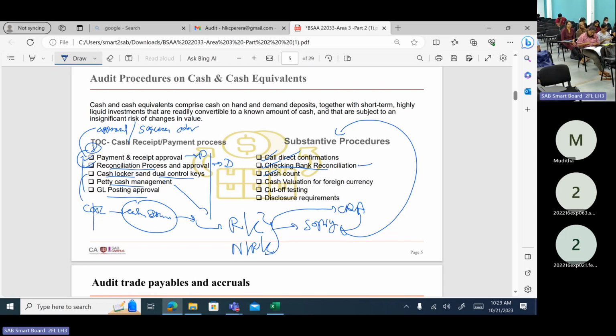And cutoff testing, I discussed. Cash valuation, discussed. And then the related disclosure requirement.